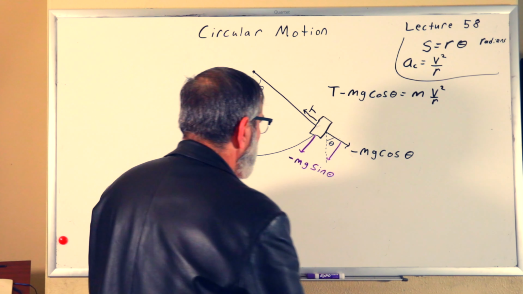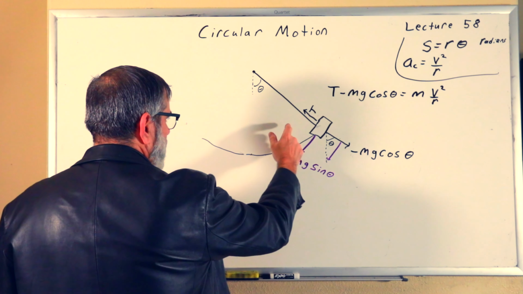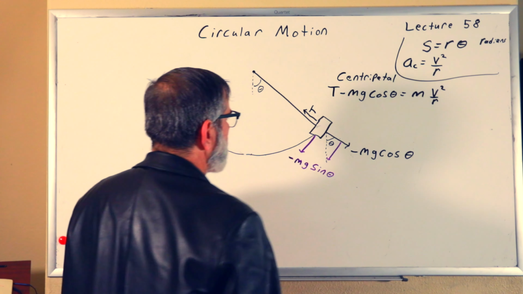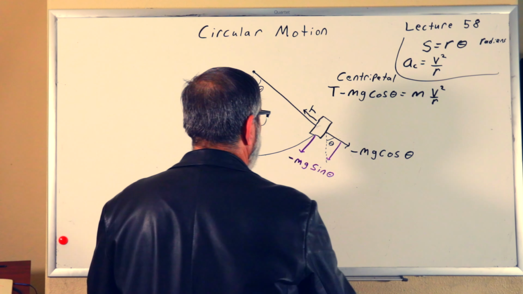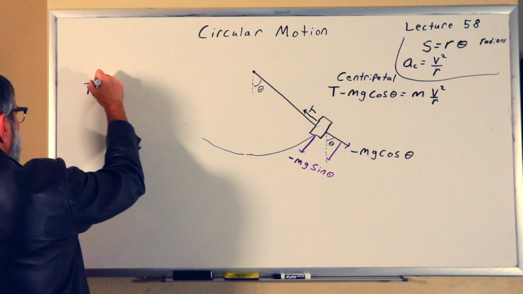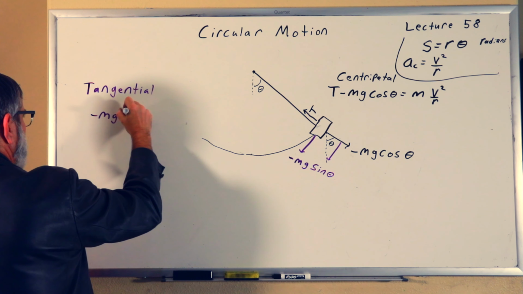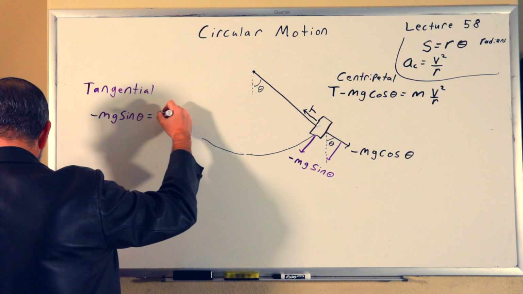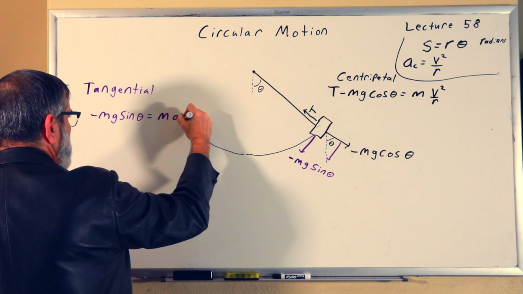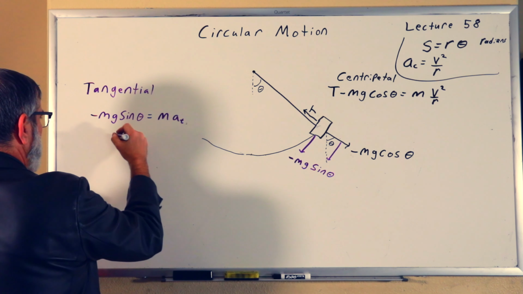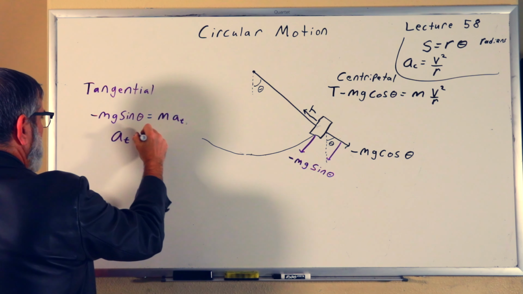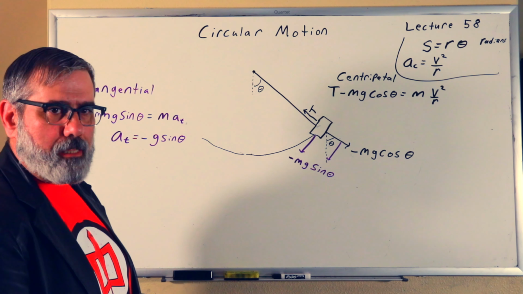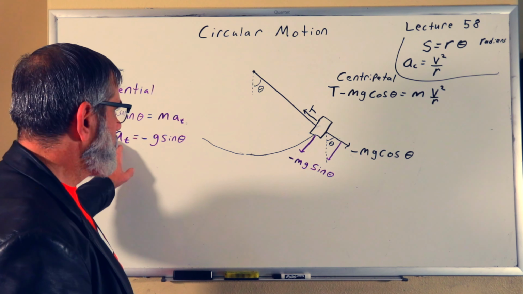Now, in comparison, the tangential component, I should really label this. I don't know if that's spelled right, but let's hope that it is. And then let's write over here the tangential component. That looks like minus mg sine theta, is equal to mass times the tangential acceleration. So if I solve this for the tangential acceleration, I'll get that a_t is equal to minus g sine theta. The masses cancel, so that is this component here.